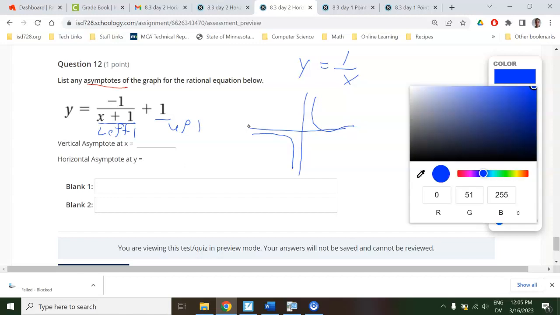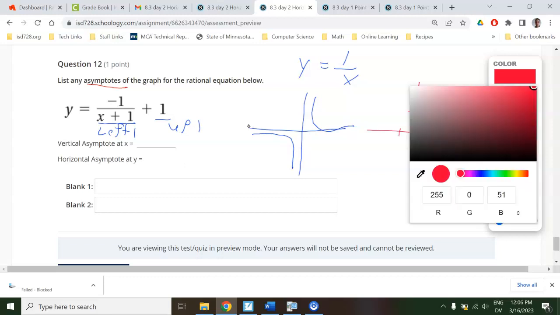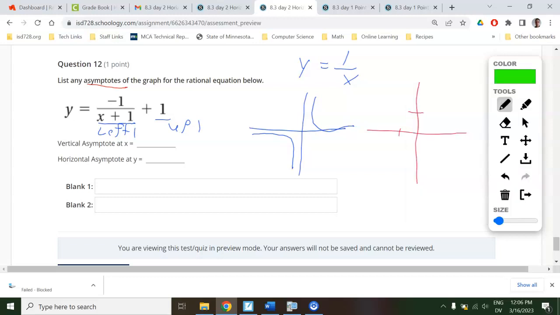And so our new, modified one, I'll draw it in a different color here, maybe red. That one has now moved left 1 and up 1. So our new asymptotes, if we draw them in here, are going to cut through there. So they're going to be right here, which is a horizontal line, y equals 1.